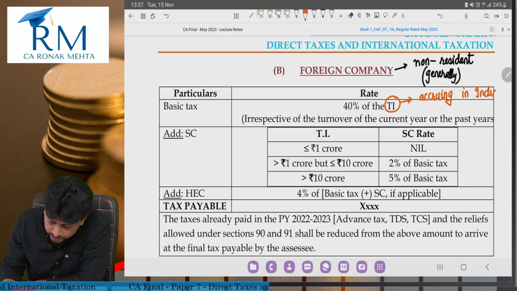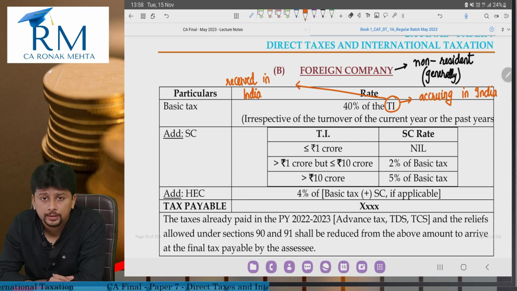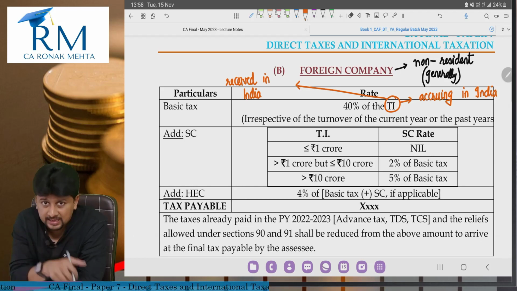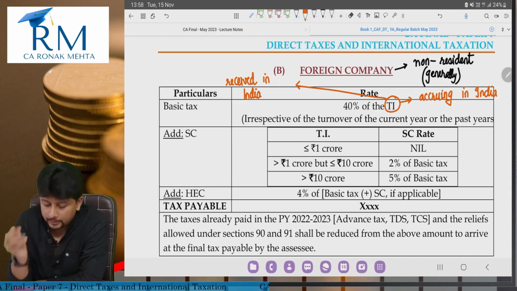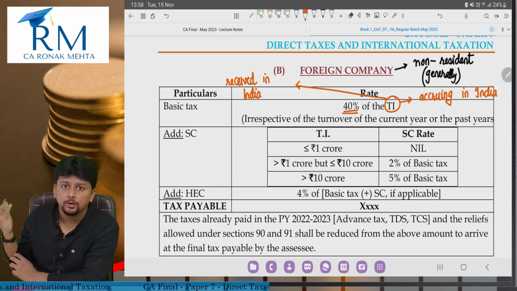So obviously this total income will comprise income which is accruing in India. We saw that in section 5. And if the income is received in India, then that is part of your total income. You have to pay tax in India on these incomes only, and you will pay tax at the rate of 40%.